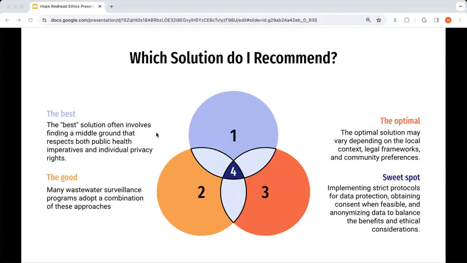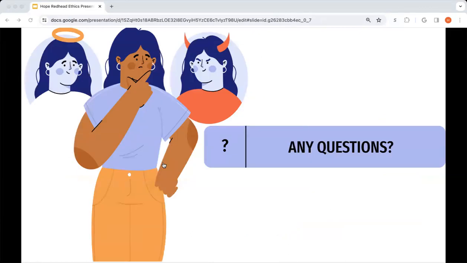So my personal recommendation is to do a combination of basically all three of the options. It's basically trying to find a common ground where the public interest is there, but we're not overstepping, yet there's accuracy and there are regulations. So that is my presentation on wastewater surveillance.